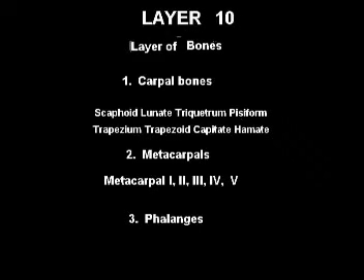Layer 10, which is the layer of bones, consists of the carpal bones, which are arranged in two rows. The scaphoid, the lunate, the triquetrum, and the pisiform belong to the distal row. The trapezium, the trapezoid, the capitate, and the hamate belong to the proximal row. Then you have the metacarpals, which are 5 in number, and the phalanges, that are 14 in number.